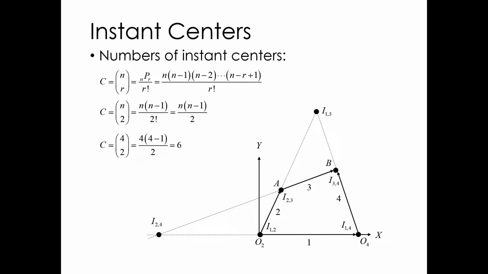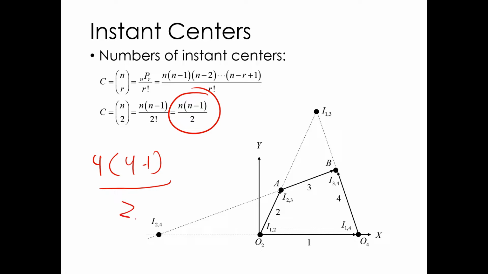Number of instant centers, really all we need is this equation right here. We're looking for all of the order independent sets of two things from n bodies. So we have an n-body mechanism. We're looking for all the different combinations of two links where the order doesn't matter. So that ends up being n times n minus 1 over 2. So for a 4-bar, this would be 4 times 4 minus 1 over 2, 4 times 3 over 2. So 12 over 2 gives us 6. The 6 instant centers we identified previously.